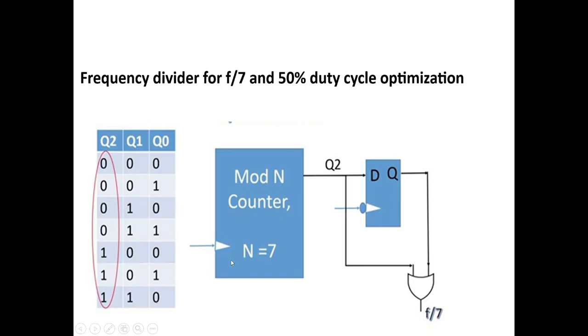Similarly, f by 7 means the same thing. This is off for 4 cycles and on for 3 cycles. You need to alter the output frequency by 0.5. It should be on for 3.5 and off for 3.5. So first you need to develop the mod 7 counter, and next a negative edge trigger D flip-flop. Again, this is given to an OR gate, and you are getting 50% duty cycle.